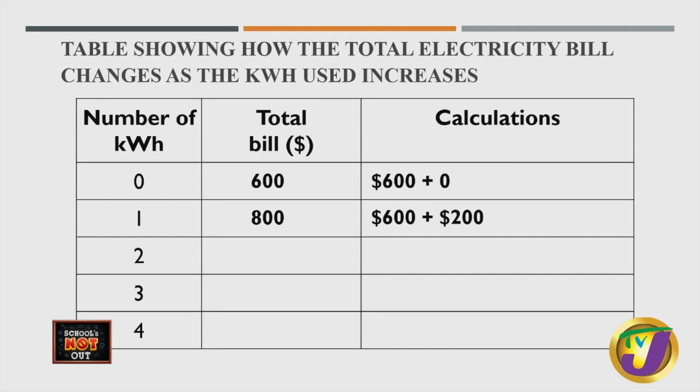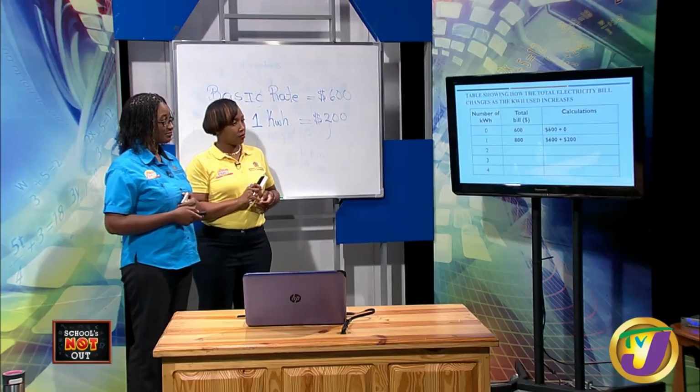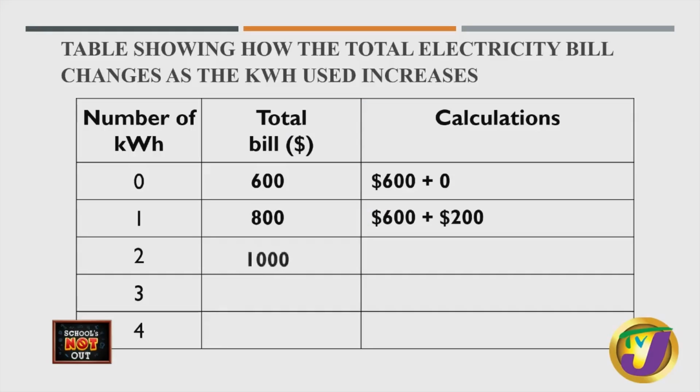All right, students, I'm sure by now you're seeing what's happening, so you should be able to fill in the table. I'm giving you a few seconds to do that. Did you get this response? 1,000. How was that calculated? Did you get 600 plus 200 plus another 200? Looks like 1,000 to me.